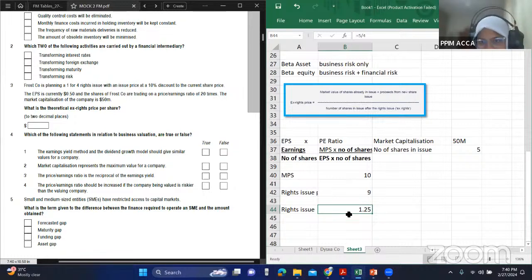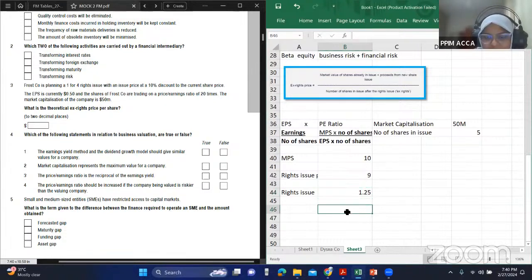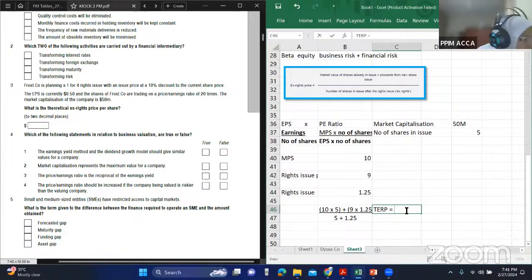Now we have everything that we need to calculate the TERP. So the market value of shares already in issue, that is going to be 10 into 5, again market capitalization, same thing, plus proceeds from the new share issue, 9 into 1.25 million shares issued, divided by the number of shares in issue after the rights. So earlier we had 5, plus now we have 1.25. 5 plus 1.25 will become 6.25. So when you put this in your calculator, you should get the TERP as $9.8.